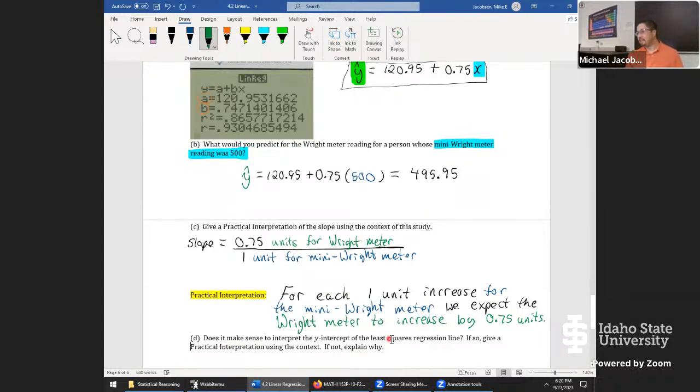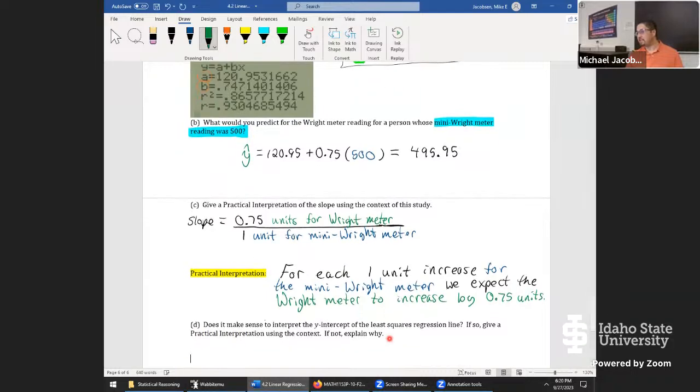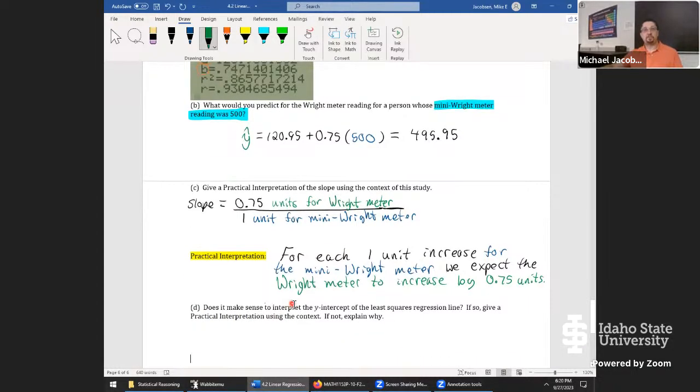That's our part C. And now part D is asking us, does it make sense to interpret the y-intercept? This one's tricky, and we mentioned on our last problem it did make sense to interpret the y-intercept when we were looking at the algae and the grazers on it, but that's not the case on every single problem. I'll leave it up to you to decide what the situation would be for the upcoming quiz. But now for part D, let's work our way through this. It says, does it make sense to interpret the y-intercept?